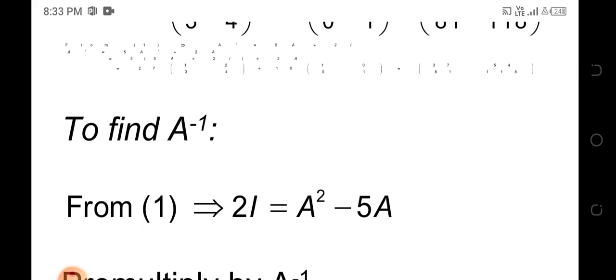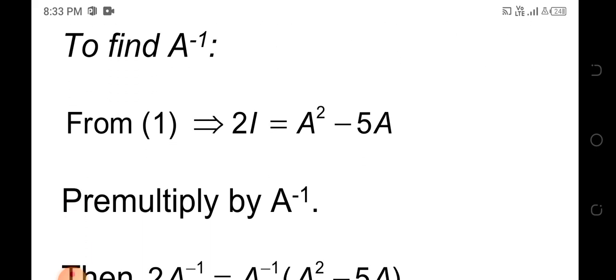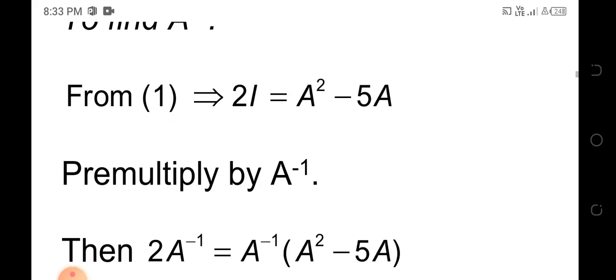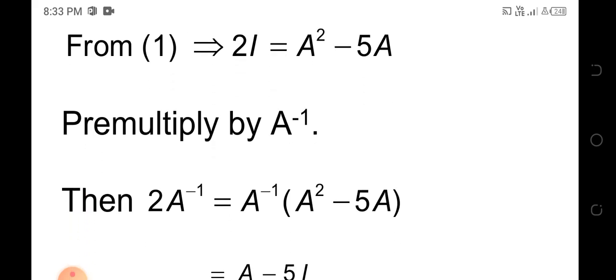And to find the A inverse, from the equation we will get 2I equal to A square minus 5A. So pre-multiplying by A inverse, we will have 2A inverse equal to A inverse into A square minus 5A. So by the characteristic equation, what we have obtained, that A square minus 5A minus 2I equal to 0, that will be changed into a convenient form.